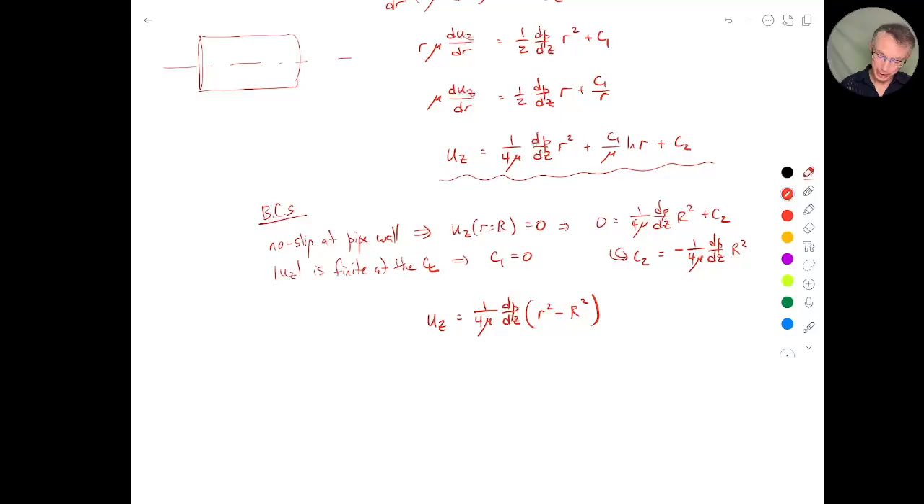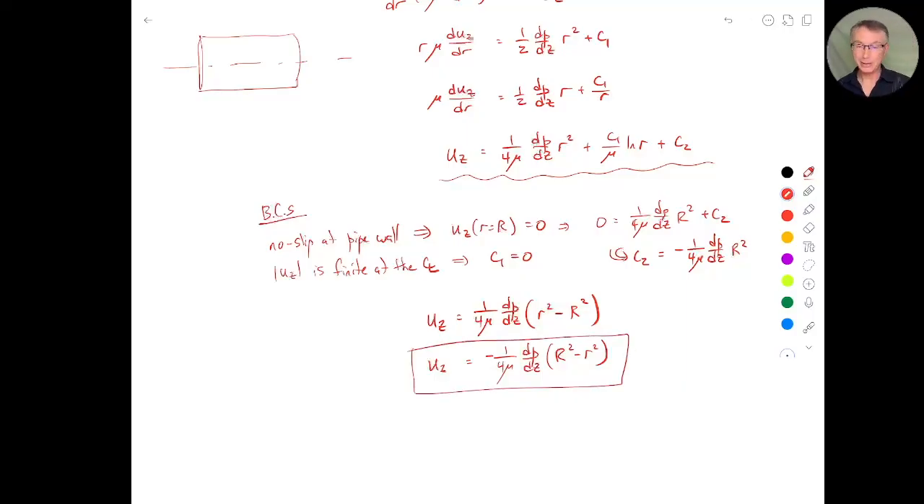Or let me just rearrange it one little bit here. I just like to rearrange it so it looks like that. So that is now our velocity profile we just derived. And if you look at that for a moment, you'll realize it's a parabola.